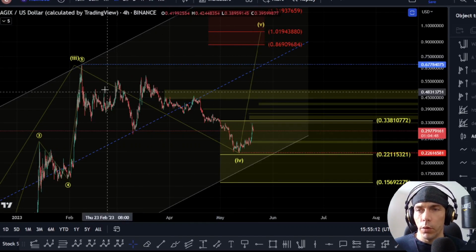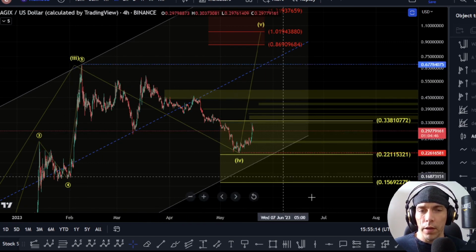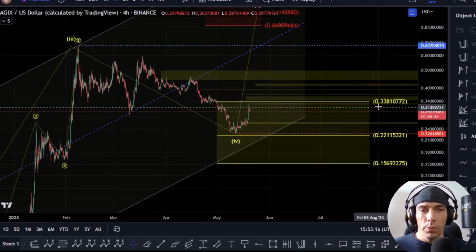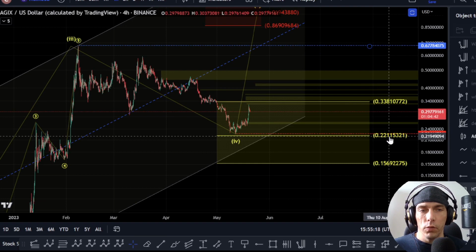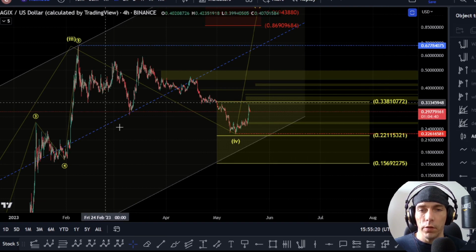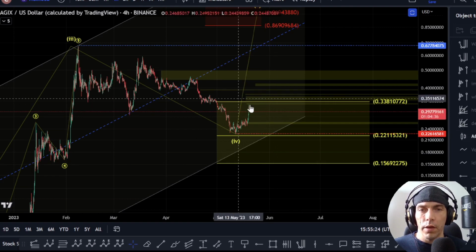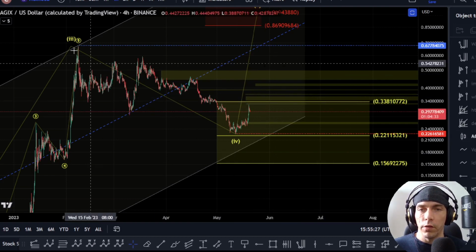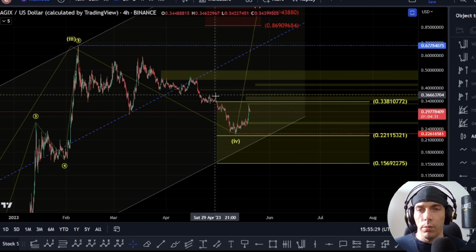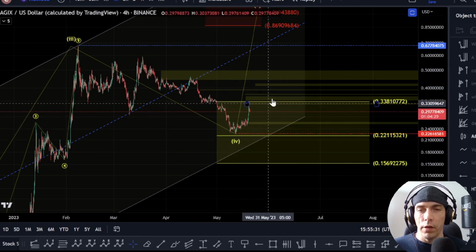Now, what we were looking for here is that potential for a fourth wave, and the target area we were looking for was between this zone of 2211 to this 1569 as a potential to come down lower here. Now, we have come down into the 1236 already, so we need to be aware that we are within a typical range where we could actually see a reversal.